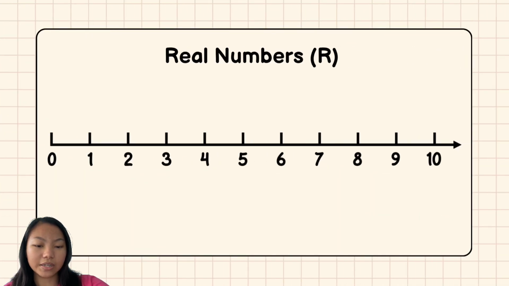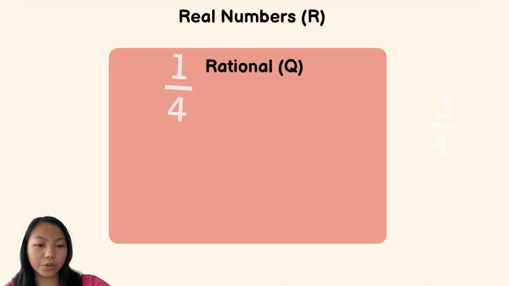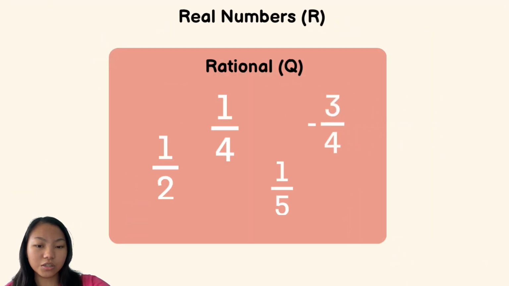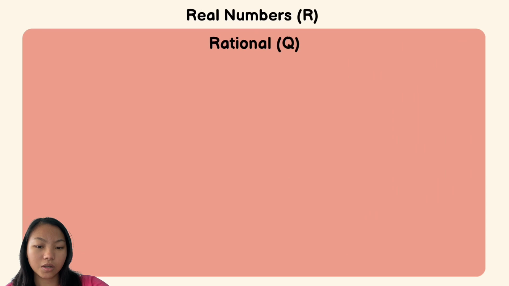Now let us explore the sets of real numbers. The real numbers are denoted by R, wherein it is a vast collection that includes everything on the number line. Rational numbers are presented as p over q, where p and q are integers and q does not equal 0. Examples include 1/2 and -3/4.